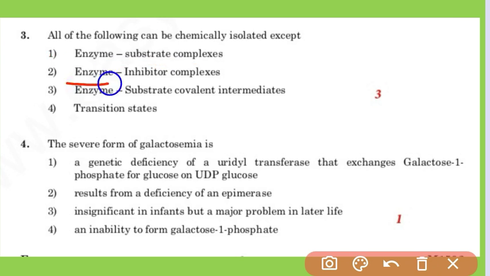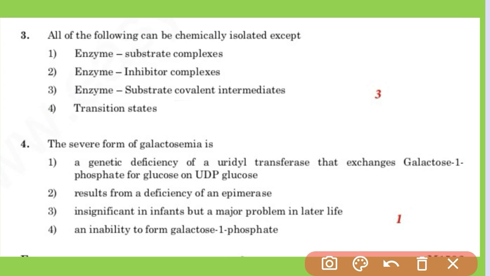Option second, enzyme inhibitor complex. It can be chemically isolated by increasing a substrate concentration. But when the enzyme binds with the substrate through covalent interactions, then it cannot be chemically isolated. So the answer for this question is option third.